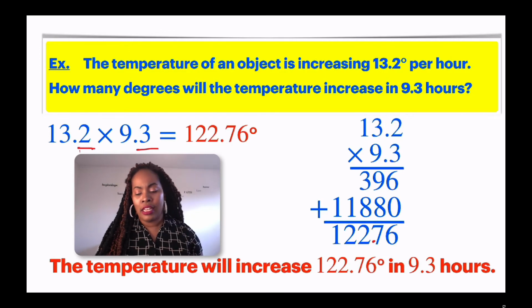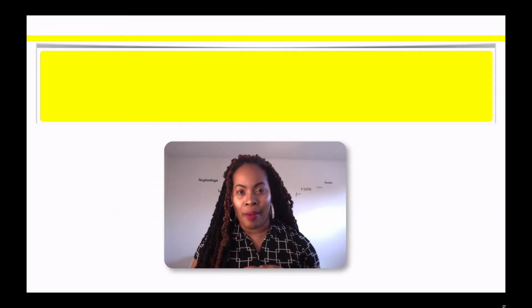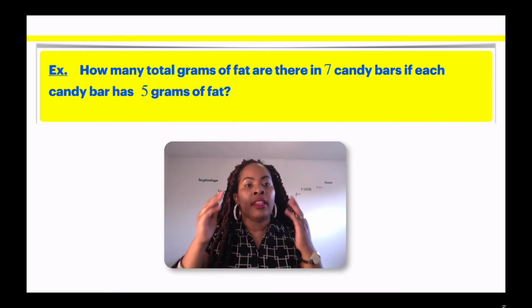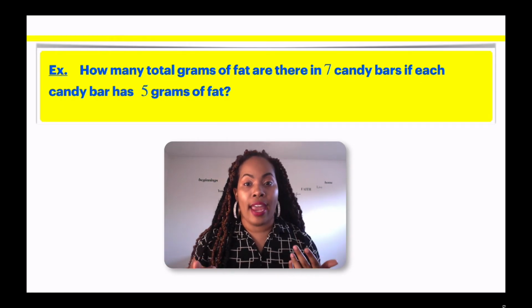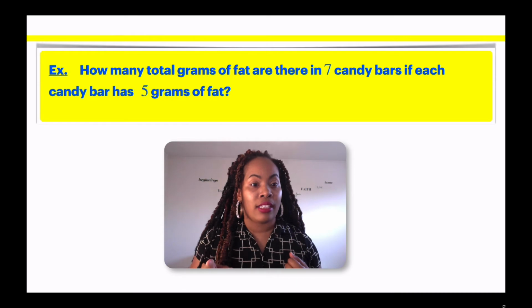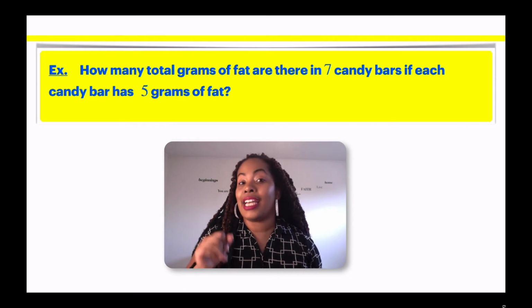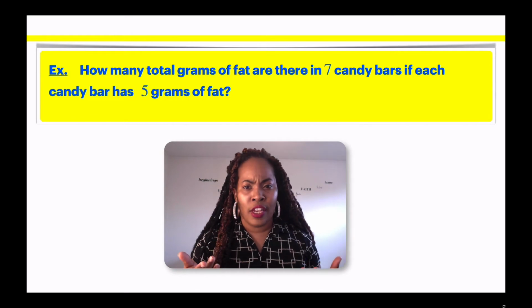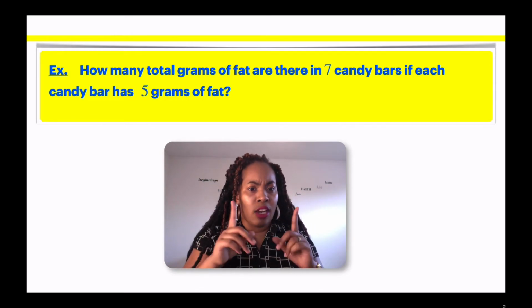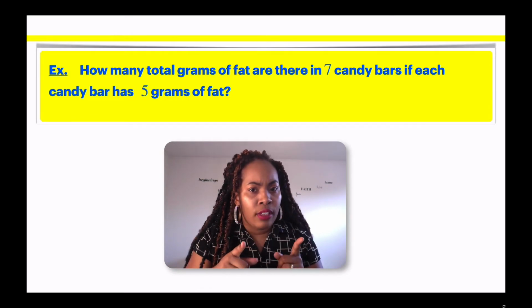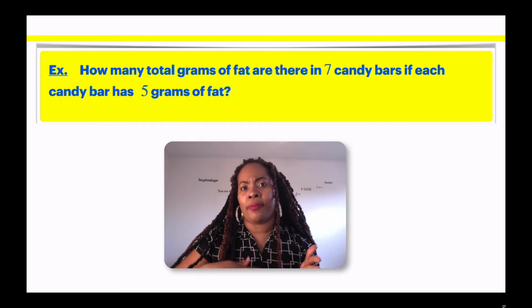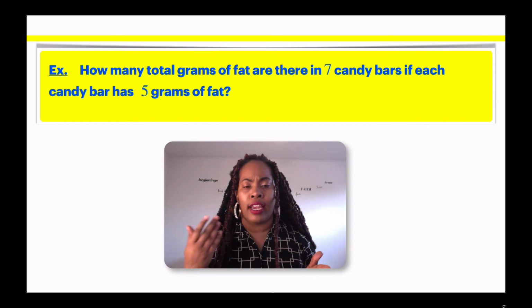All right, let's change up the game one more time and see what happens. All right, let's try it. How many total grams of fat are there in 7 candy bars if each candy bar has 5 grams of fat? Now, if you look at this one, that keyword in there again is total. This is similar to that first question we did, where it sounds like we're adding up that same thing over and over again, right?